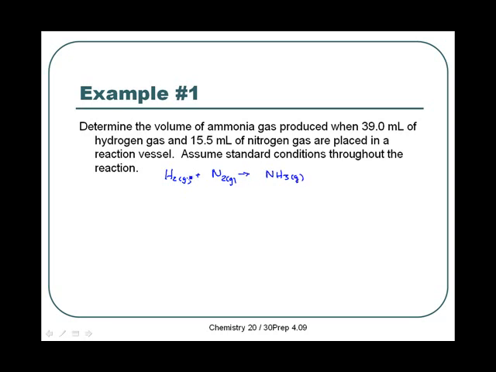Now we're going to balance our chemical reaction, and I'll start with the nitrogens. I need 2 nitrogens from my reactants, so I'll put a 2 in front of my products. That gives me 6 hydrogens, so I'll put a 3 in front of my hydrogens. So there's my balanced chemical reaction, and I'm just going to list the things that I know. I have 39.0 milliliters of hydrogen gas. My volume of nitrogen gas is 15.5 milliliters. We want to find the volume of ammonia gas produced, and it's all at SATP.